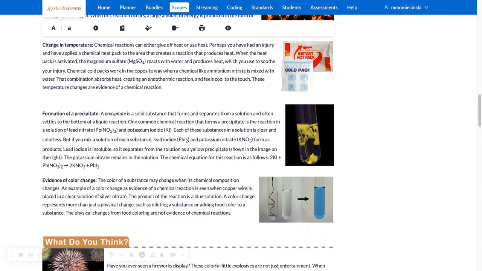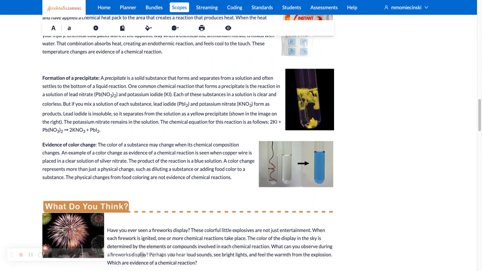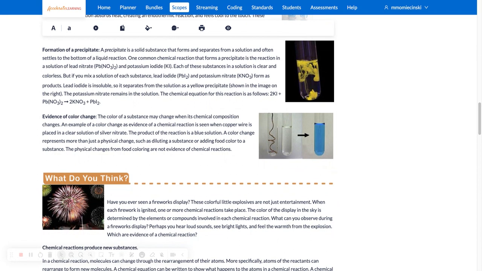Chemical cold packs work in the opposite way when a chemical like ammonium nitrate is mixed with water. That combination absorbs heat, creating an endothermic reaction, and feels cool to the touch. These temperature changes are evidence of a chemical reaction.